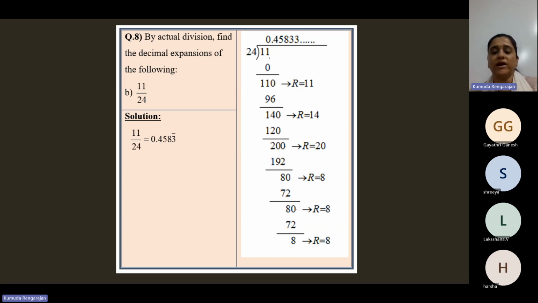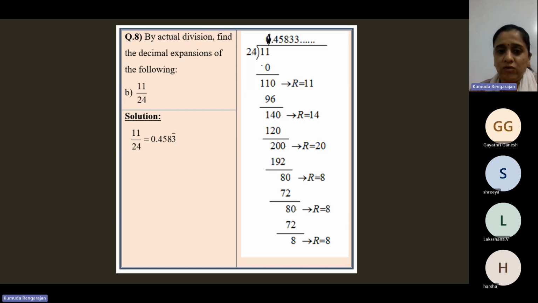Yeah, please see here. So I do the division like this. 24 ones are 24, not possible. So 24 zeros are 0 and 11 is a remainder. I'll tell you why I do this.